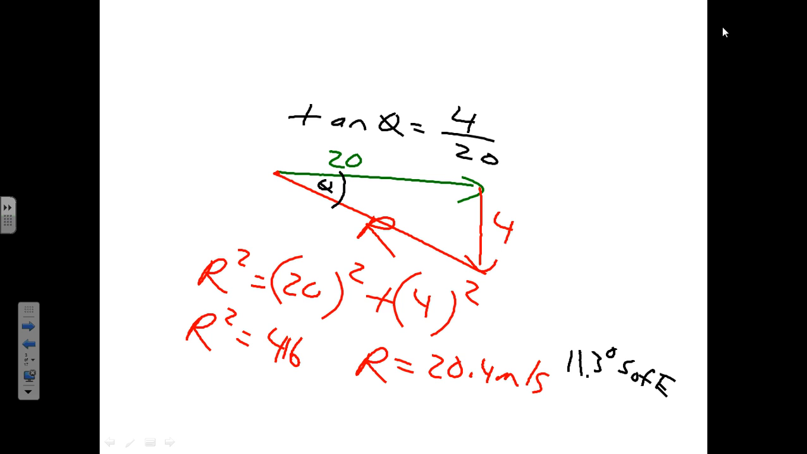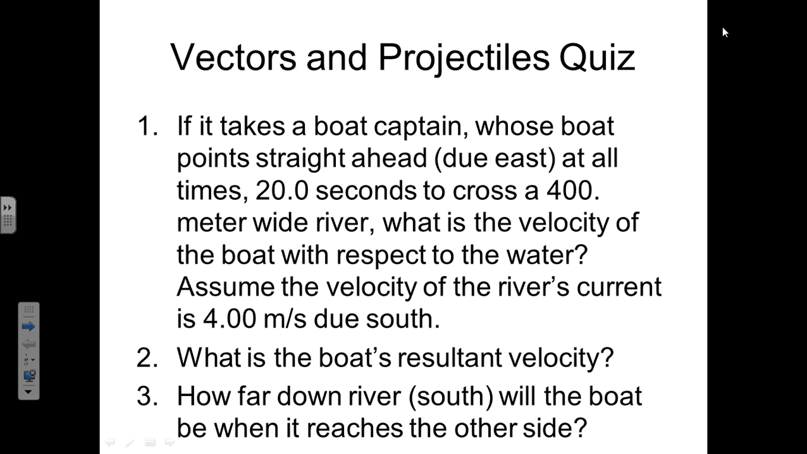All right, well, let's look at one more part of this one then. How far downriver, how far south will the boat be when it reaches the other side? Well, there's only 2 things we really need to know to work this part. How long does it take him to go across the river? 20 seconds. And how fast is he going down the river? 4 meters per second. So this is just another one of those delta x equals vt problems.